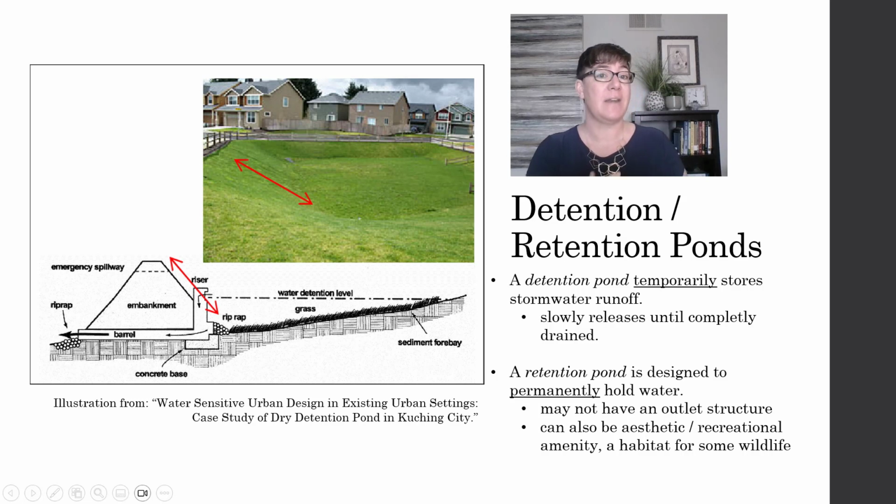So it's going to have an outlet of some kind. A retention pond is typically designed to permanently hold the water, so it might not have an outlet structure. Right? So if you see water sitting in an area, for example, a pond, that's going to be a retention pond as opposed to a detention pond. A retention pond can be an amenity. Right? Maybe it's aesthetic, maybe it's recreational, right? And it also can be a habitat for some wildlife.